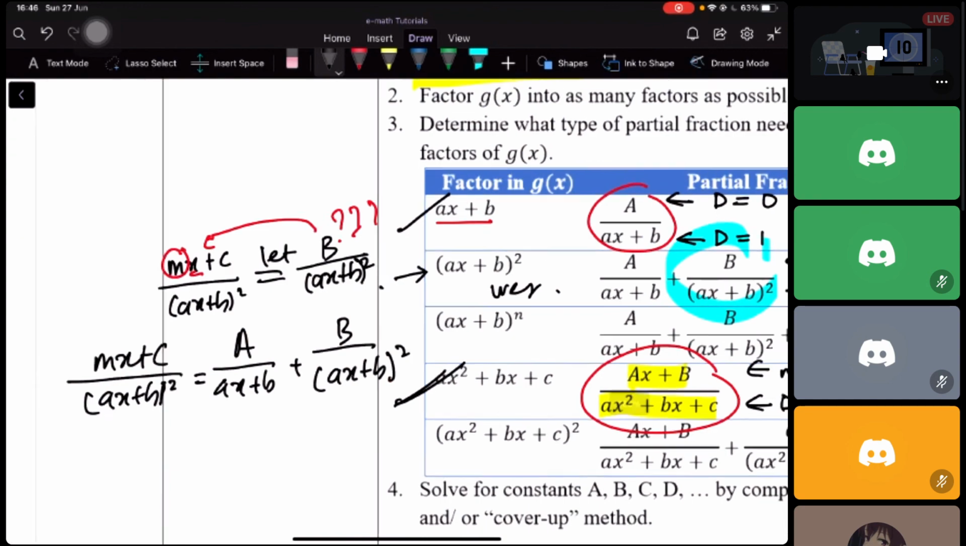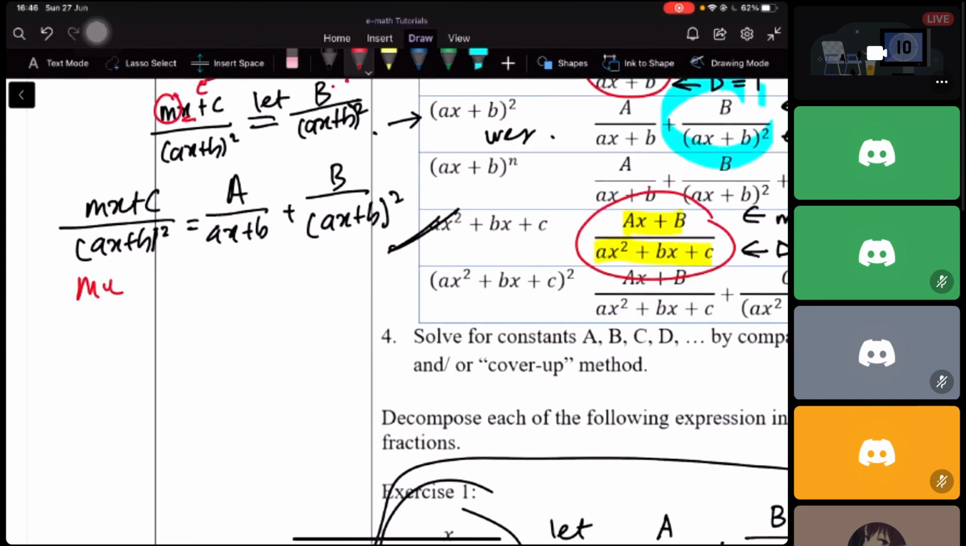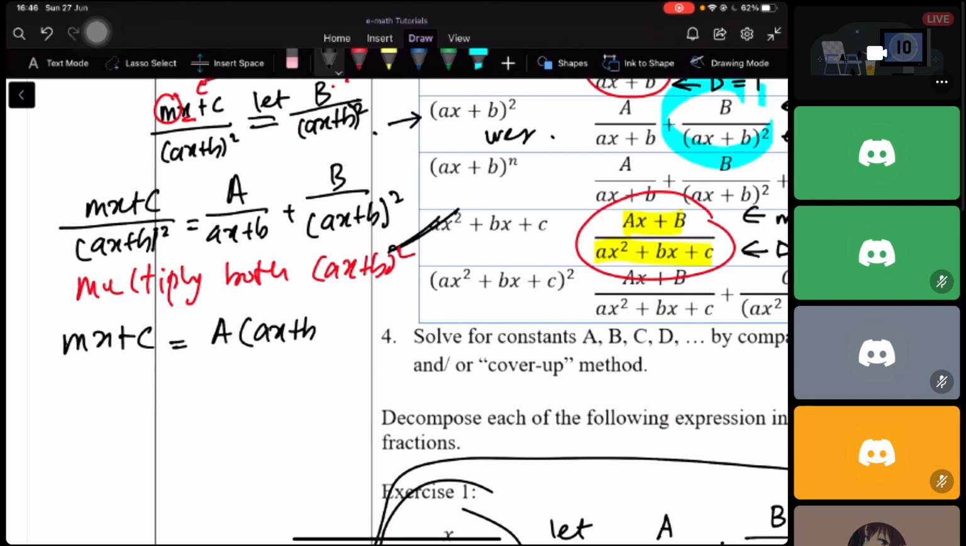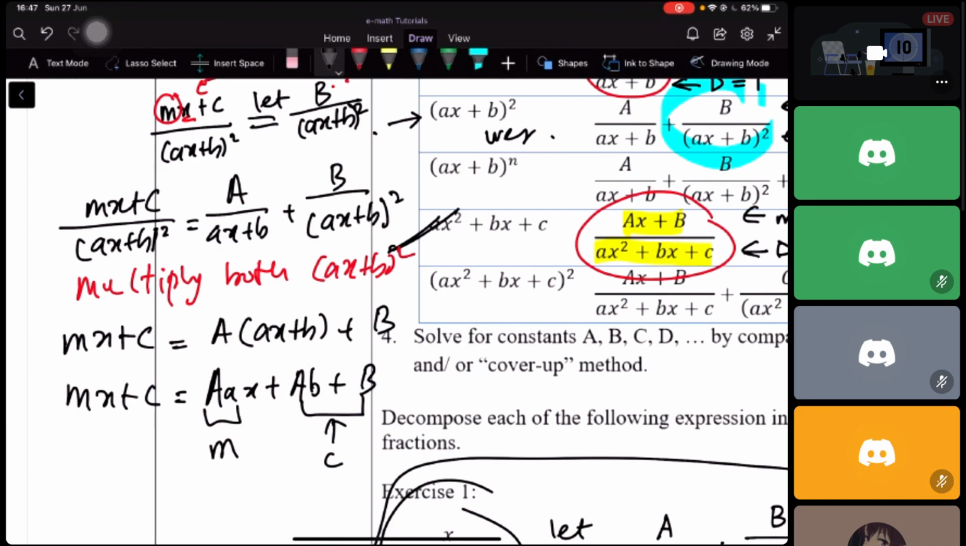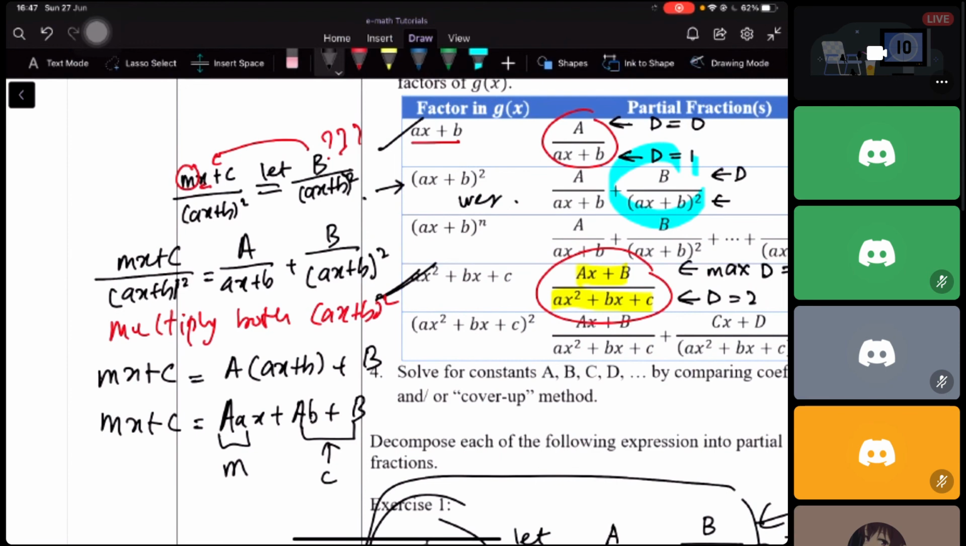Because you remember the procedure, we will multiply both sides by gx. Multiply both sides by gx, which means mx plus c equals a times ax plus b plus b. So mx plus c equals, I have all kind of weird thing, ax plus ab plus b. So this is the constant, this is the coefficient. So this is m, this is c. Okay? So this is the reason why you need to have 2 partial fractions for that.